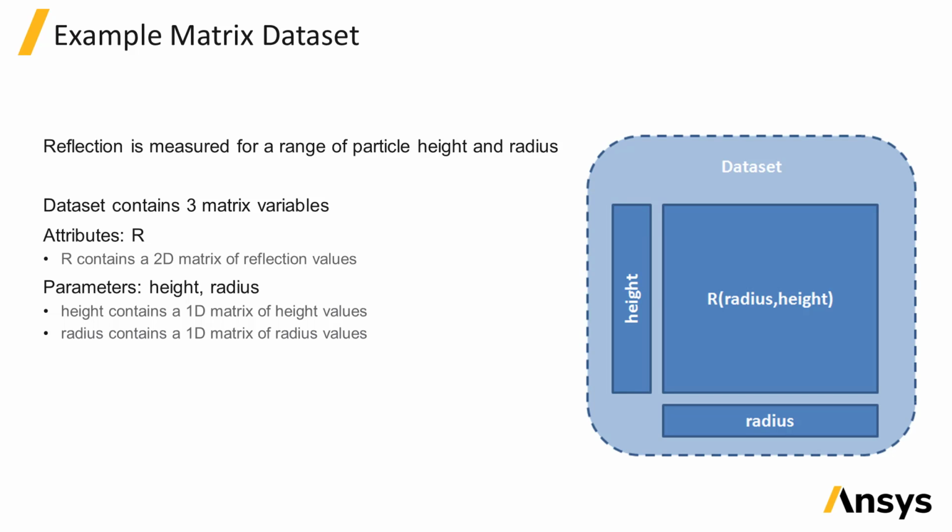This is a visual representation of a dataset generated from a parameter sweep where the radius and height of a rod is varied in the sweep, and the reflection is measured. The reflection data is a 2D matrix, and the height and radius data are 1D. The reflection data is the attribute, and the height and radius are parameters. Since there is no spatial position data associated, this is a matrix dataset.